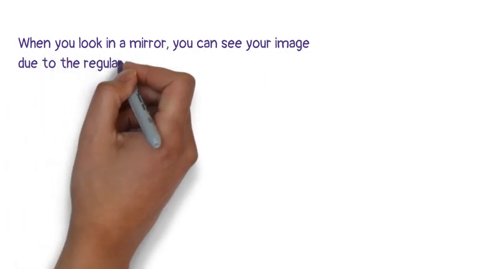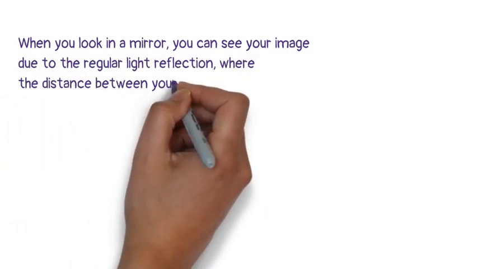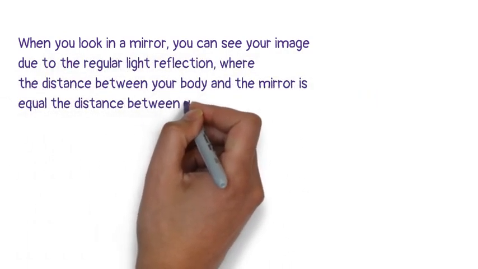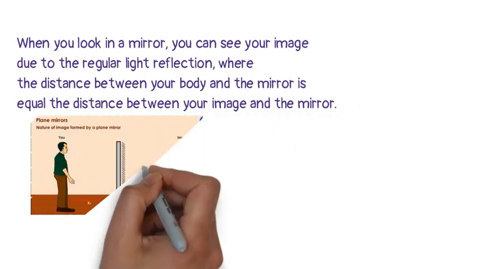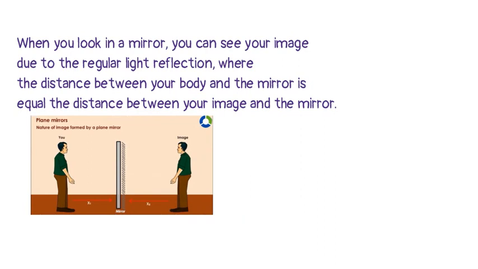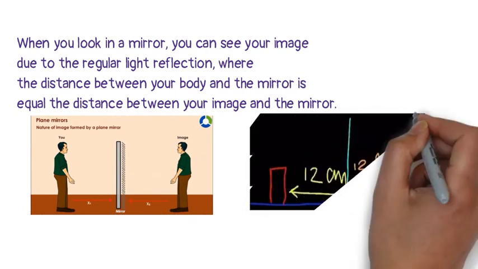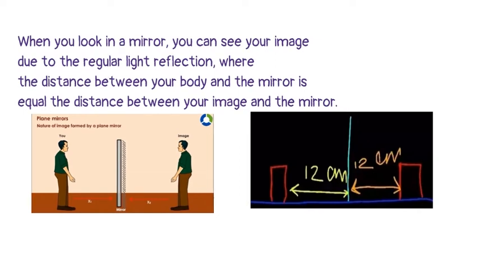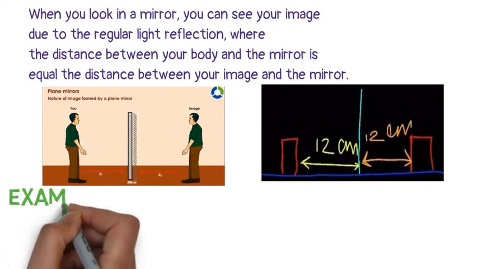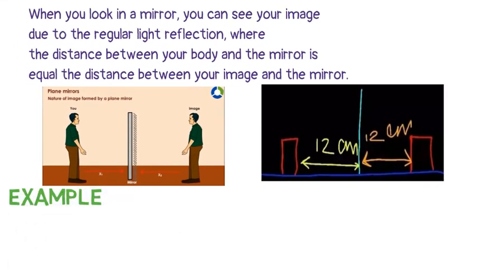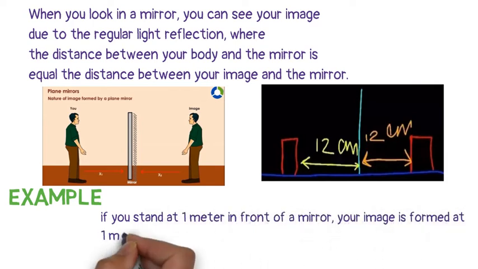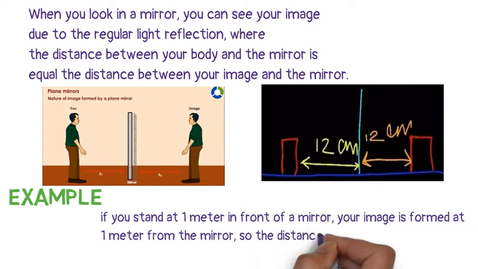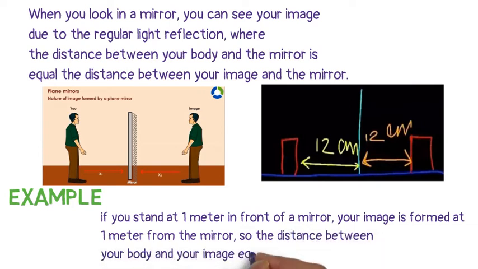Also, if we see our image in front of a mirror, we will see the image formed behind the mirror. If the distance between your object and the mirror equals 1 meter, the distance between the mirror and your image is also 1 meter, and the distance between your body and the image is 2 meters. So the distance between your body and the image is double the distance between your body and the mirror.